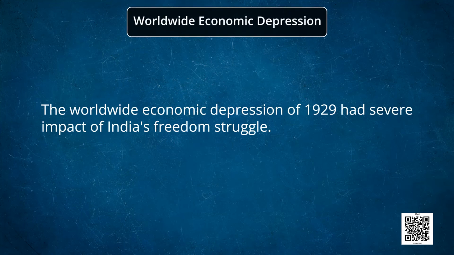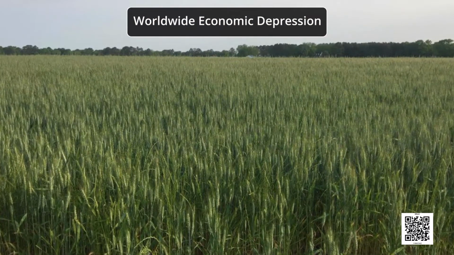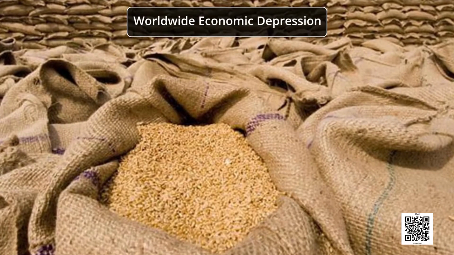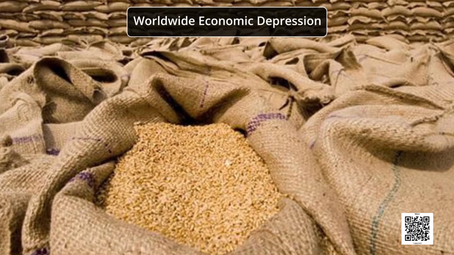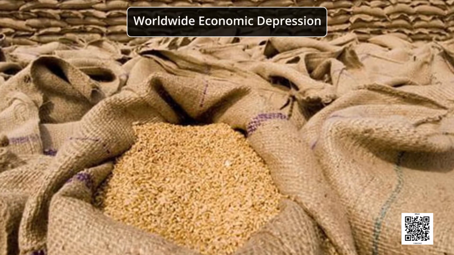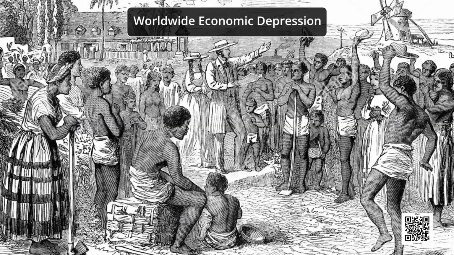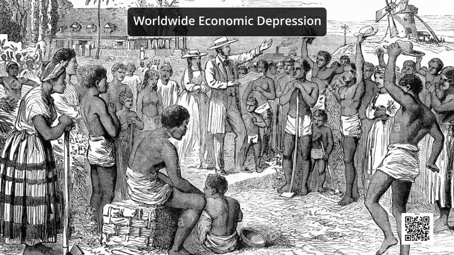The worldwide economic depression of 1929 had severe impact on India's freedom struggle. Due to this global crisis, there was a drastic fall in agricultural prices. The exports declined, and the farmers were not able to sell their harvest. In such a situation, it became difficult for them to pay taxes. But no relaxation was given to them. So, unrest among the people was increasing.